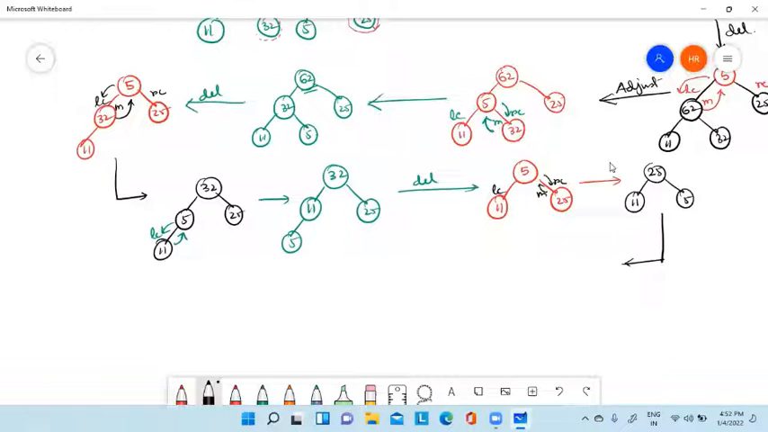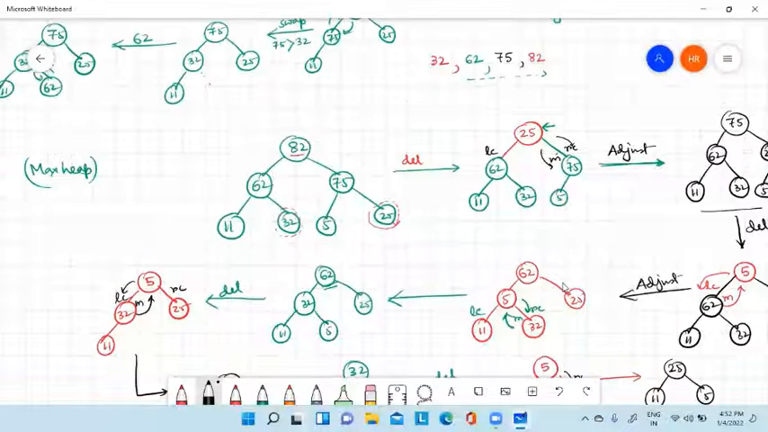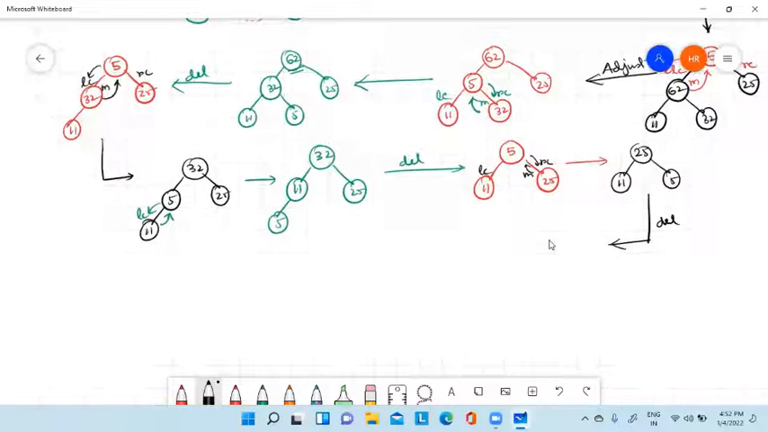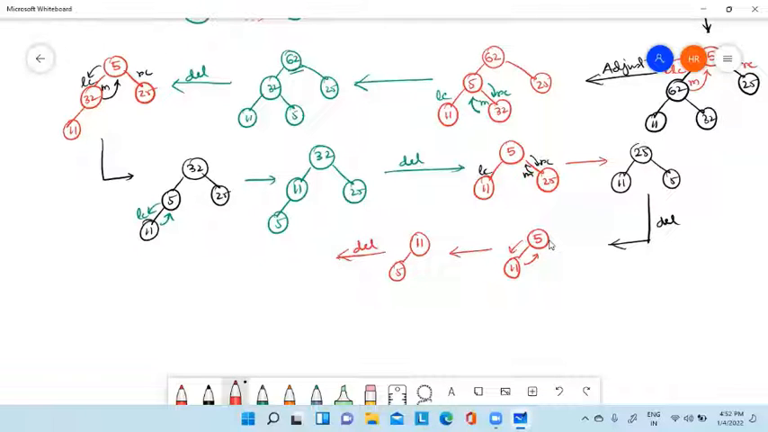Then again delete. Now this time which one will be deleted? 25. So 25 is deleted and stored into this position, 25. Now which one will replace this 25? Obviously 5 will replace this 25, so I will get 5 here, and on this side 11. Again this is not a max heap, so I will interchange. I will get 11, this side 5. Again I will perform another deletion.